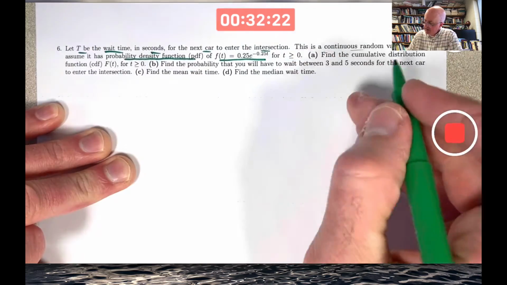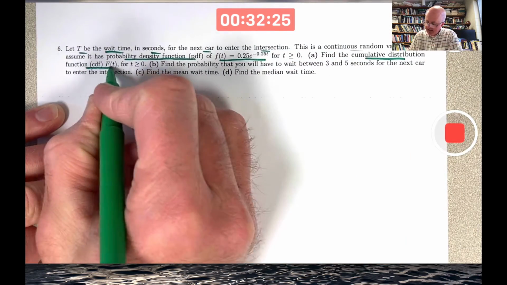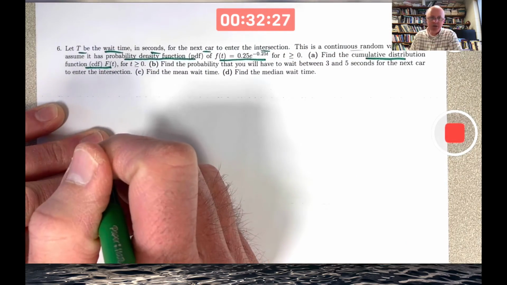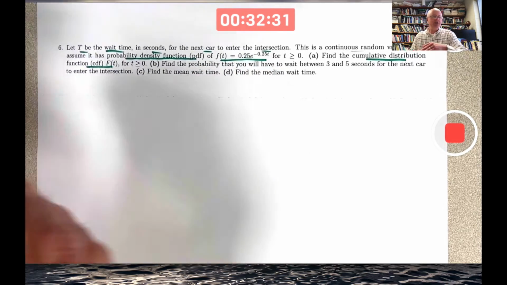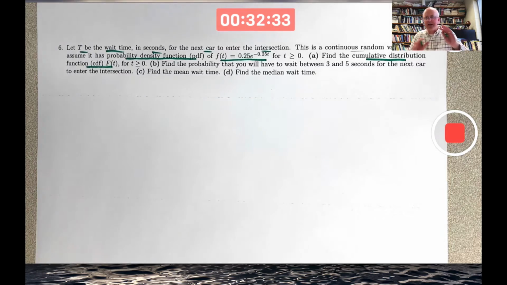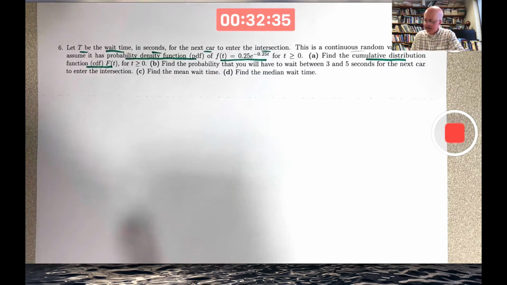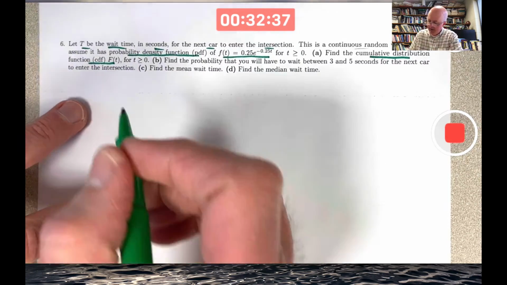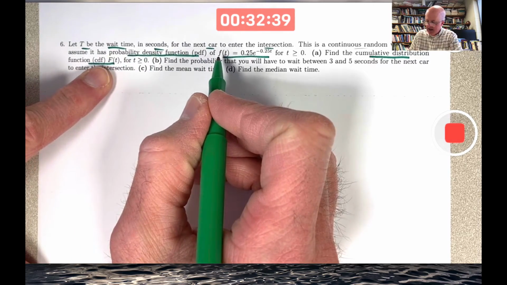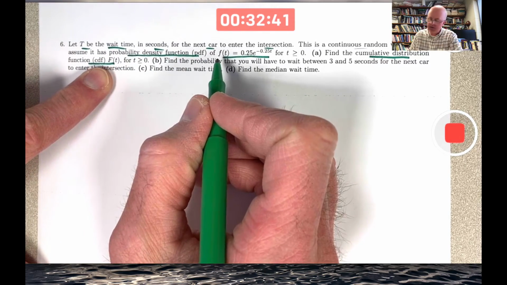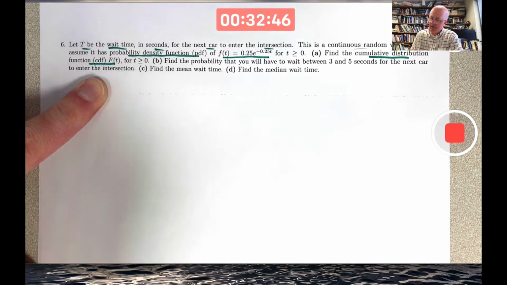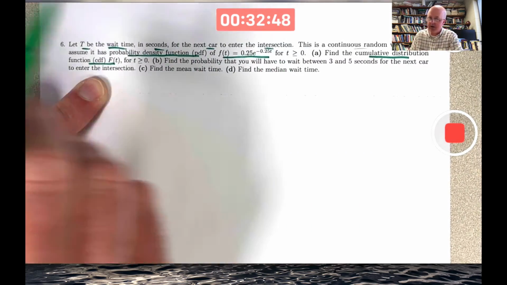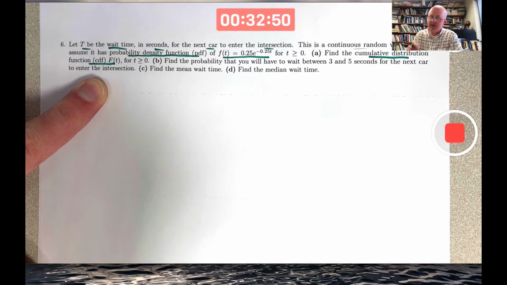Part A, find the cumulative distribution function, CDF, capital F, for this function. These things are valid when t is greater than or equal to 0. These functions are going to equal 0 when t is negative because we're not thinking about t taking on negative times here. The notation is suggestive here. Capital F is going to be an antiderivative of little f, but it's not going to be any old antiderivative of little f. Since time starts at 0 here, its graph has to go through the origin.